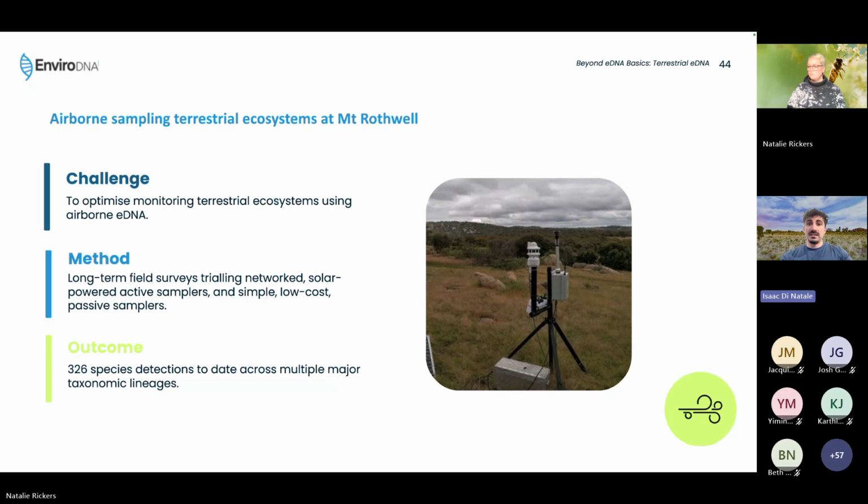Across our current air DNA research and development, we've detected 326 species, and that's across animal, plant, fungal, and metazoan taxonomic groups, so the whole spectrum of biodiversity. And much of the work that focused on plant and ant detections was conducted within Mount Rothwell, and that's been modeled against effects of meteorological factors to help refine our sampling and bioinformatic pipelines. Moving on, thanks.